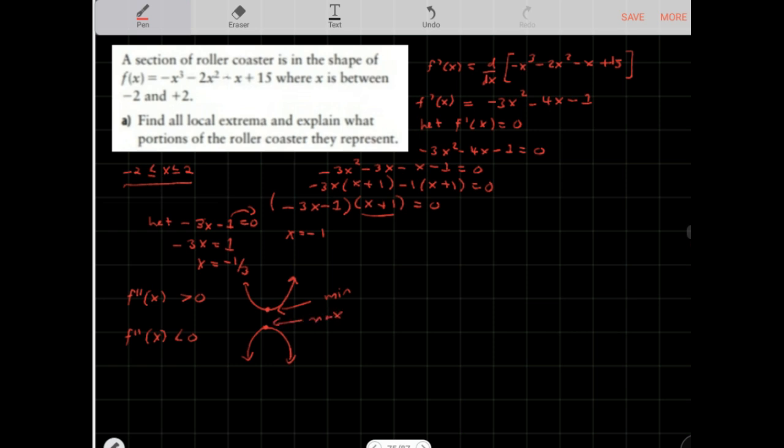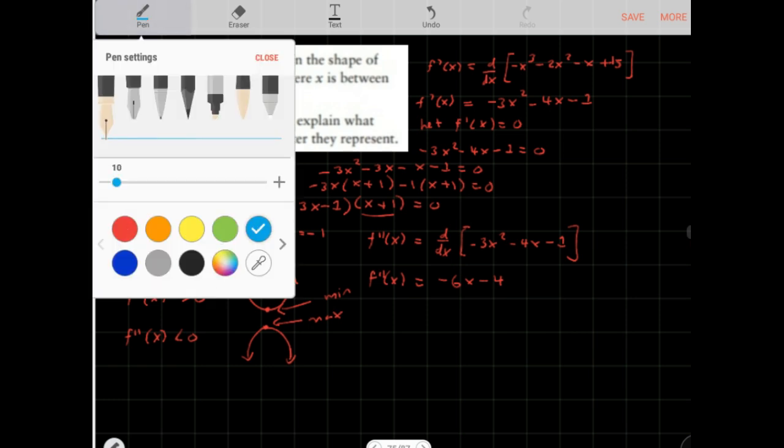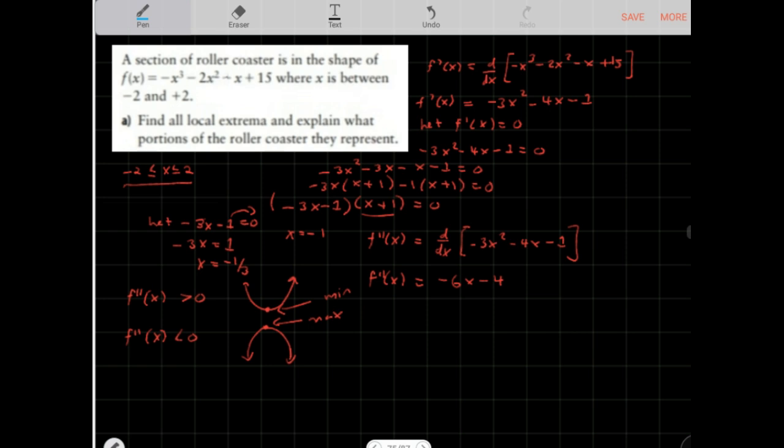Okay. Now, in this case, f double prime of x here is equal to the derivative of negative 3x squared minus 4x minus 1, which is basically negative 6x minus 4. Okay, so that's your second derivative function, right? And using my second derivative function, I'm going to test both of these points. So let's do that. Let's use a different color this time.